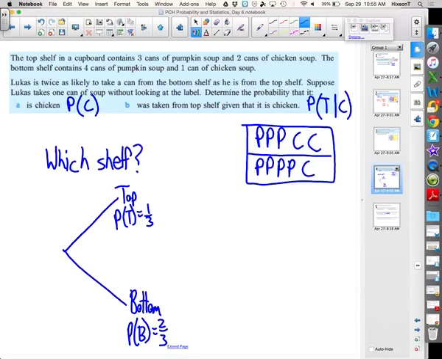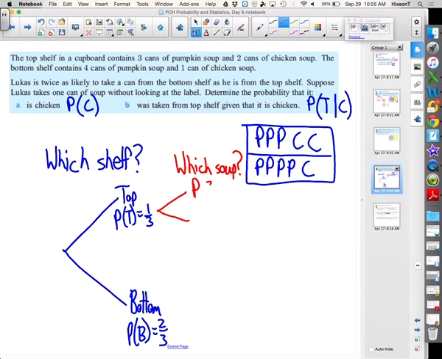Now, after we look at which shelf, we then need to consider which can or which kind of soup he is choosing. Okay? So which soup? Here's where we have to pay attention to details from the problem, okay? Because it says on the top shelf we have 3 cans of pumpkin and 2 cans of chicken. So what's the probability of picking pumpkin soup off of the top shelf?